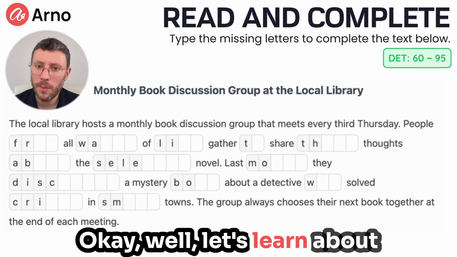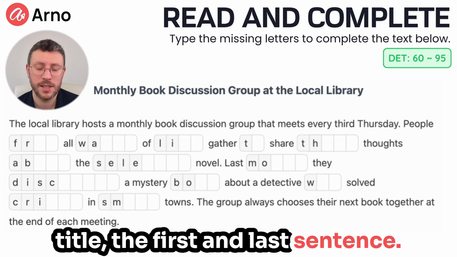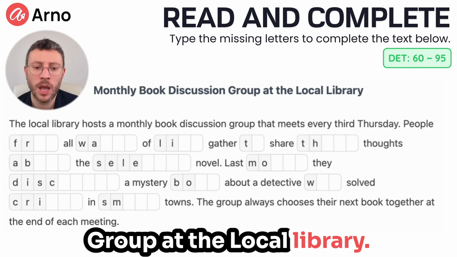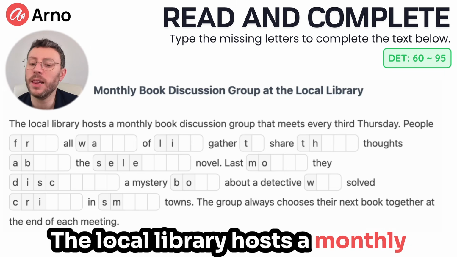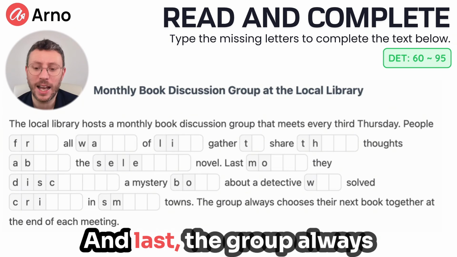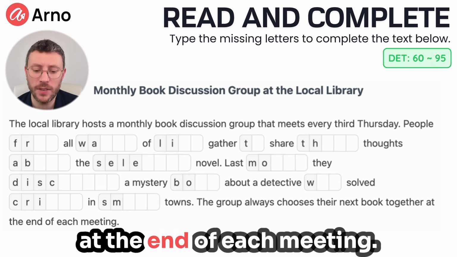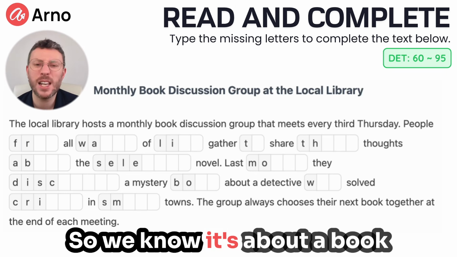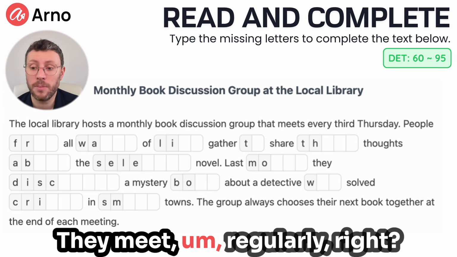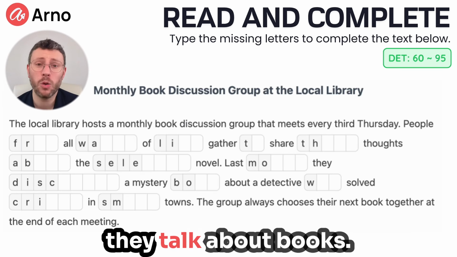Okay, well, let's learn about the context first by reading the title, the first and last sentence. So, monthly book discussion group at the local library. The local library hosts a monthly book discussion group that meets every third Thursday. And last, the group always chooses their next book together at the end of each meeting. So we know it's about a book club, a discussion group. They meet regularly, right, every third Thursday, and they talk about books.